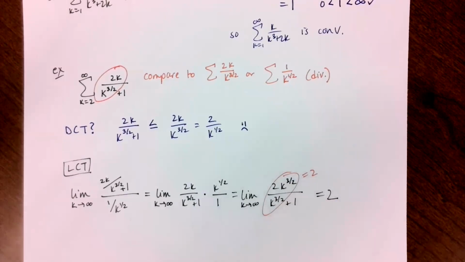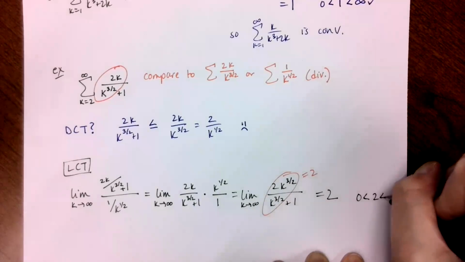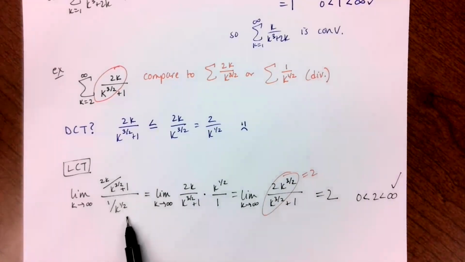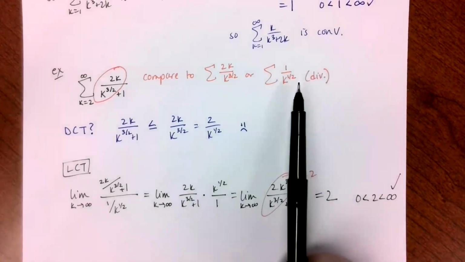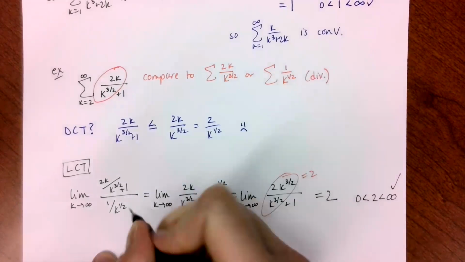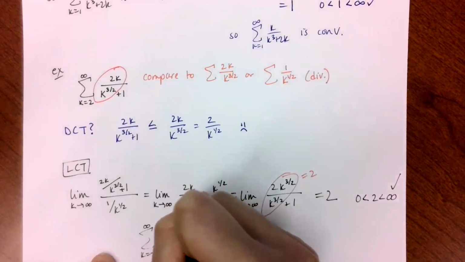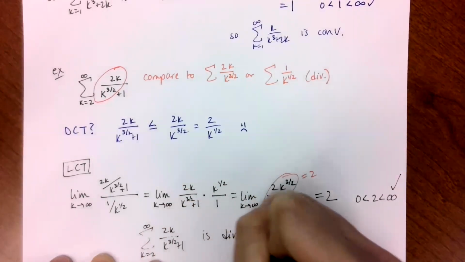Okay, so this 2 is a number between 0 and infinity, right? Only 0 and infinity would be bad news. So this is good news. This means that both of these series do the same thing in terms of convergence. Because I know one of them was divergent, that means they both must be divergent. So I'm going to conclude that my series that I started with is divergent as well.